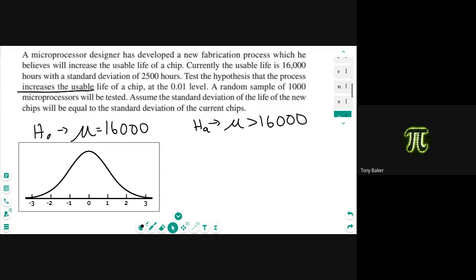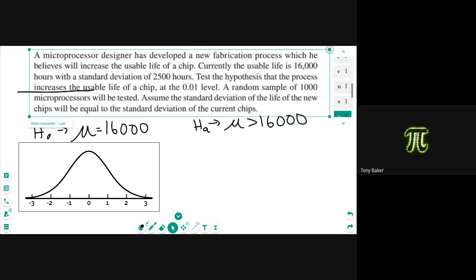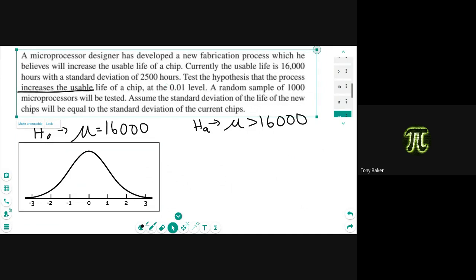So let's do our little rejection region for this one first. So what's my level? 0.01. And are we doing a one-tailed or a two-tailed test? One-tailed because it's greater than. Okay, this is a one-tailed. Not two-tailed, which is the not equal to. One-tailed is greater than or less than.